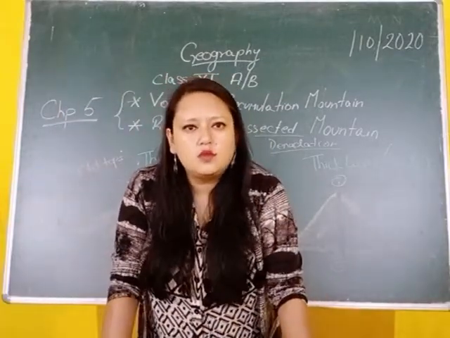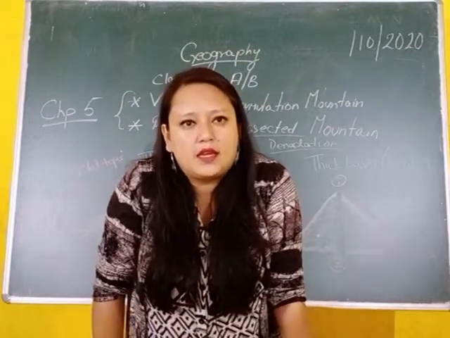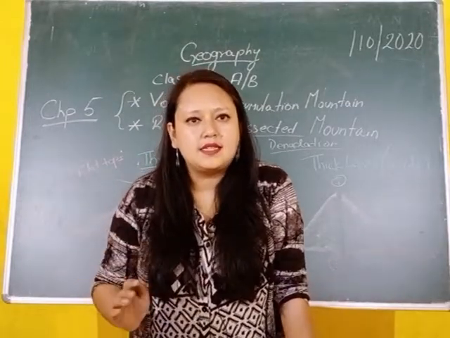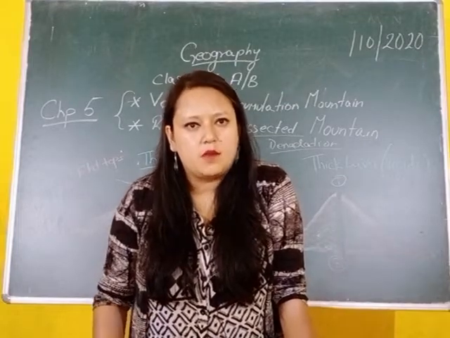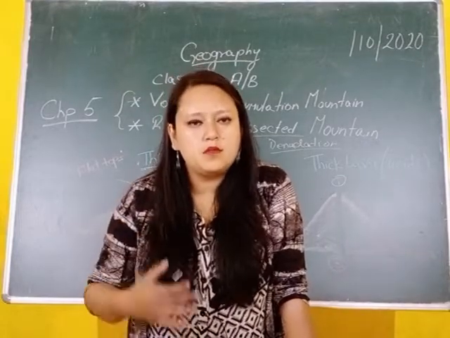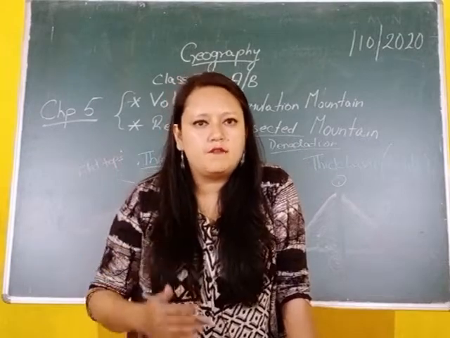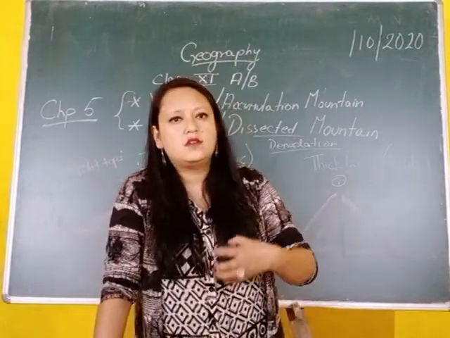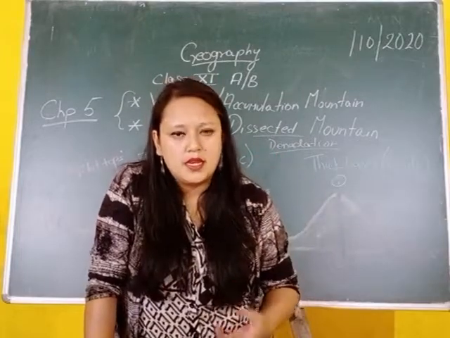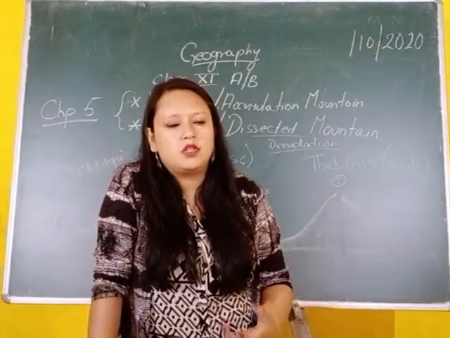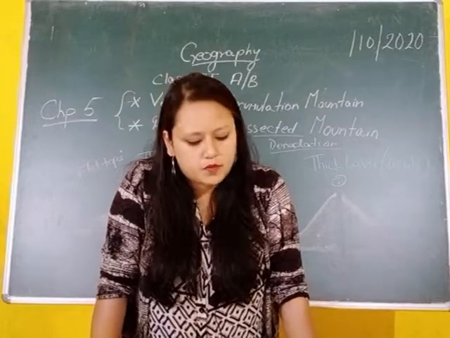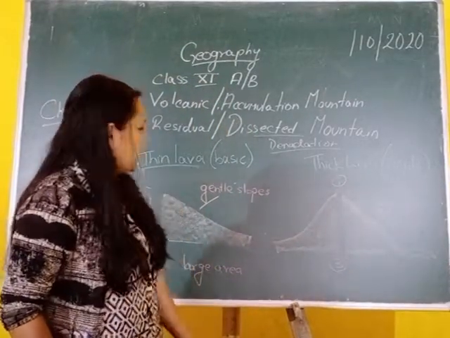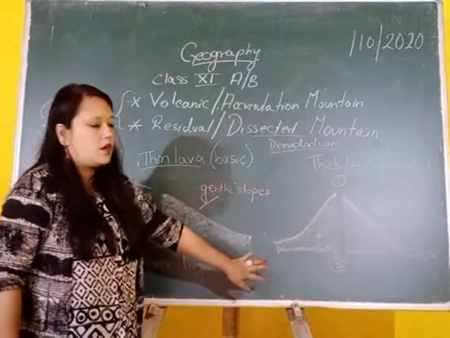Now what do you mean by a volcanic mountain? A volcanic mountain is a type of mountain that is formed because of different volcanic activities, meaning after a volcano has erupted, it leads to the formation of a mountain. There are two types of mountains that are formed, and we shall be doing that today.